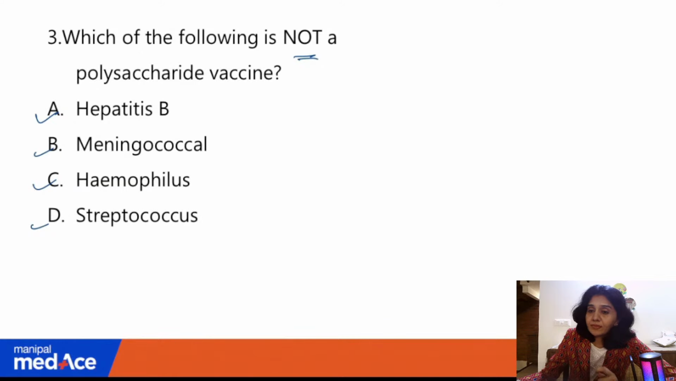It is hepatitis B, right? So we are all medical professionals. We all have taken hepatitis B in the UG period itself, right? So it's a recombinant vaccine. So how do you prepare recombinant vaccine? You take the RNA or DNA of the organism and inject it into virus or yeast cells, and that is how you prepare a recombinant vaccine, right? So hepatitis B is a recombinant vaccine. So all the other 3 are polysaccharide vaccines, right? So your option is hepatitis B, the correct option.